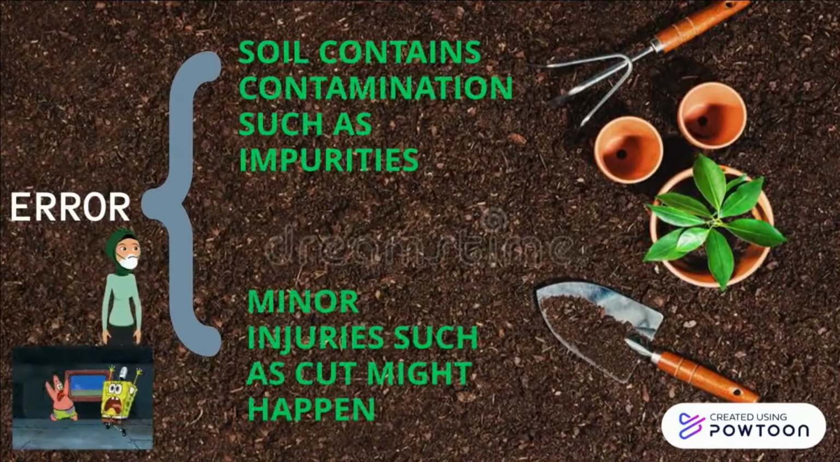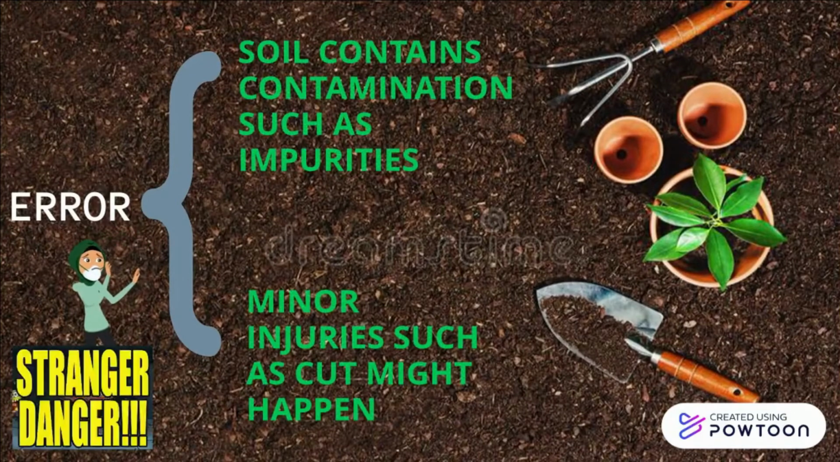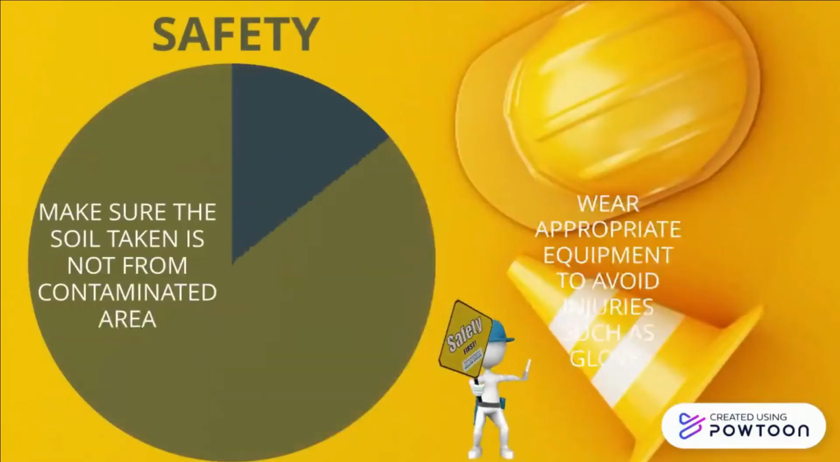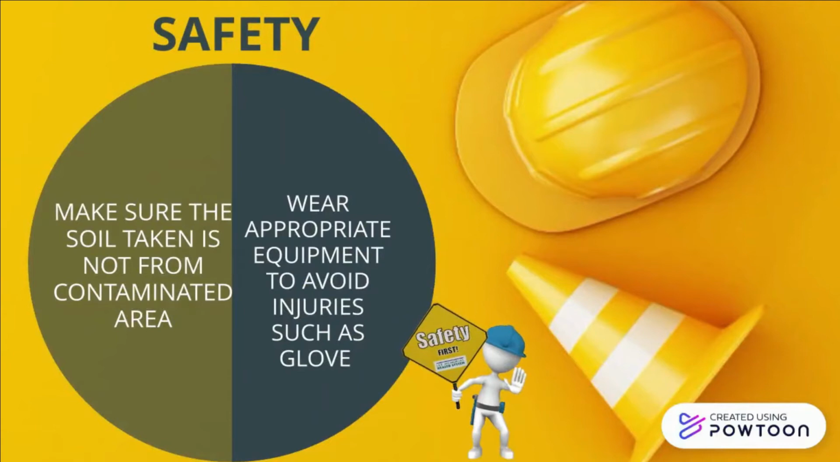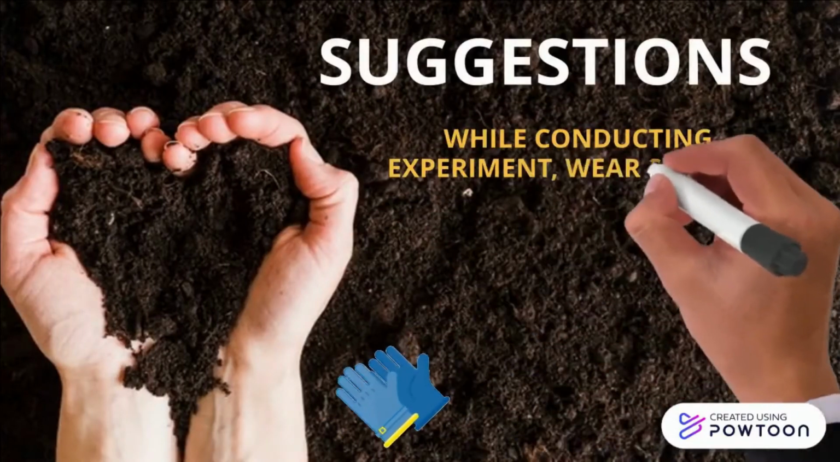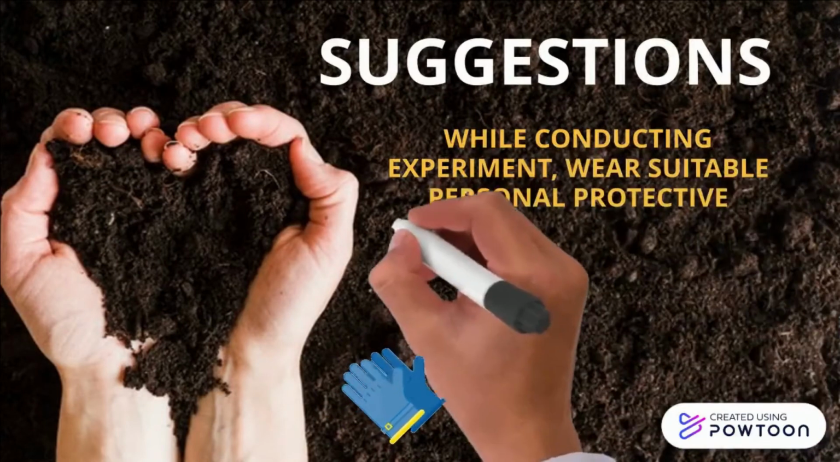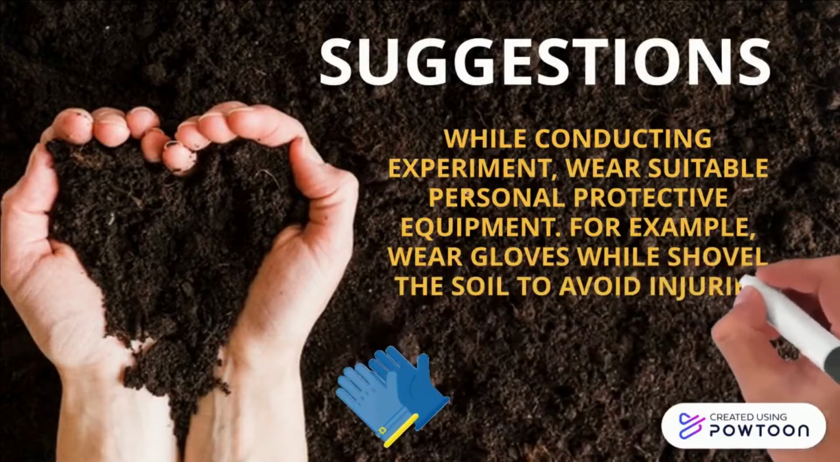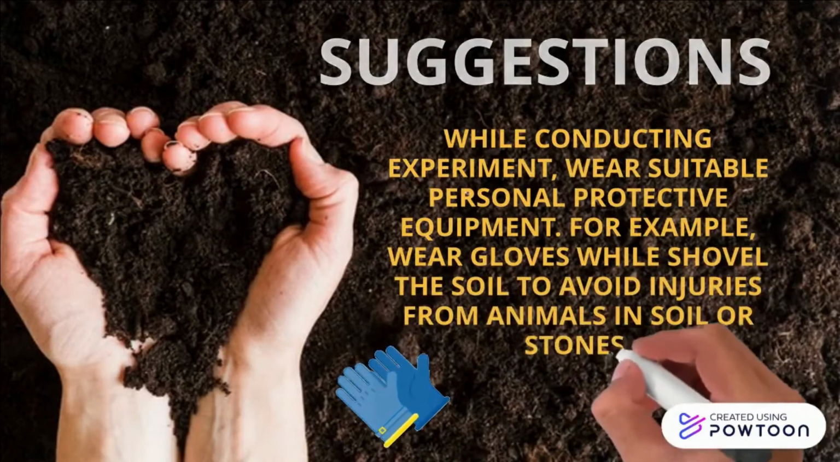For the experiment, the soil might contain contamination such as impurities, and minor injuries such as cuts might happen. For our safety, we must wear appropriate equipment such as gloves to avoid injuries, and we must make sure the soil taken is not from a contaminated area. While conducting the experiment, wear suitable personal protective equipment. For example, wear gloves while shoveling the soil to avoid injuries from animals in the soil or stones.